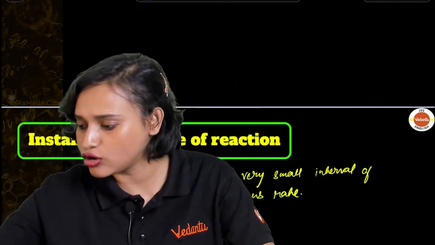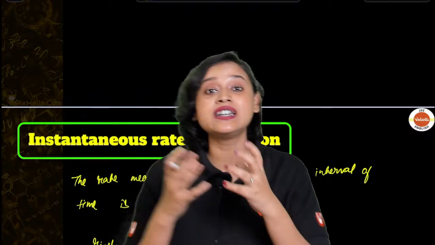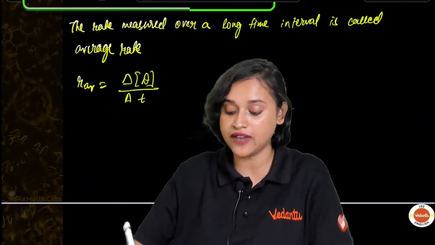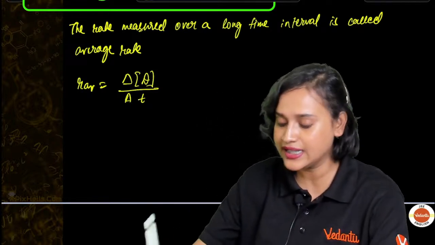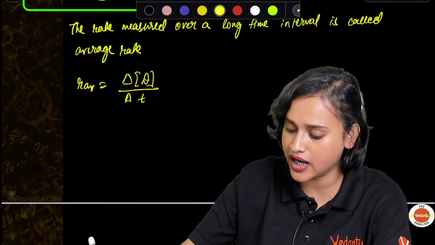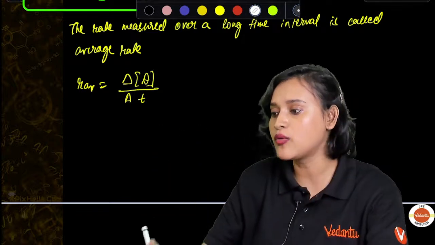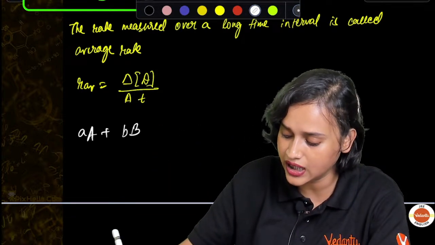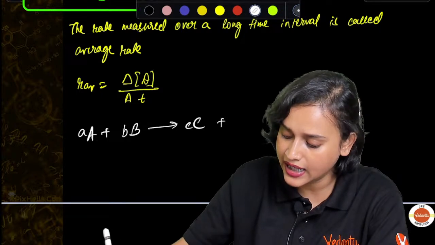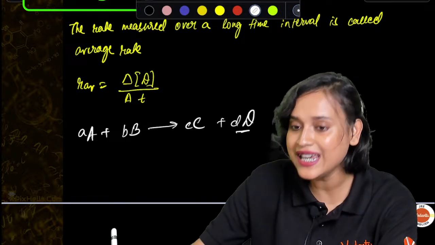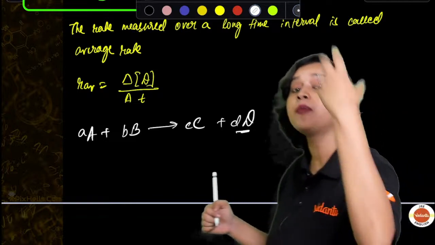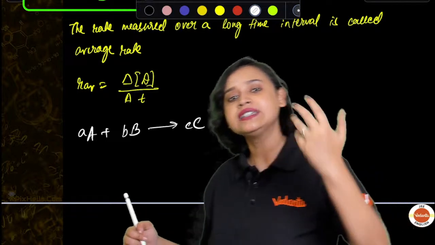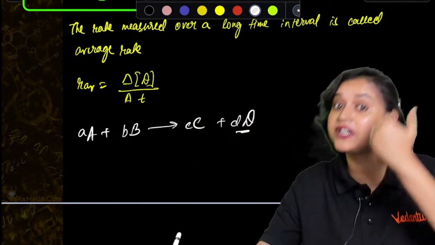Why is there no minus sign there? Because D is a product. You guys are getting confused again and again. See, in general the chemical equation that we like to talk about is aA plus bB forms cC plus dD. So D is a product, isn't it? Product will appear. If it is appearing, then positive sign. If it is disappearing, then negative sign.